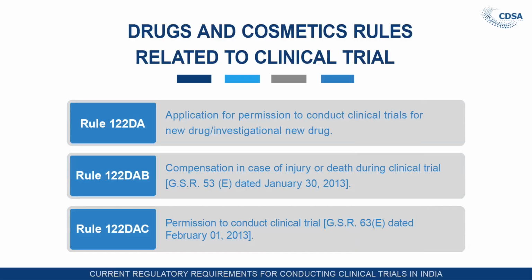Now, we will see what are the rules which are related to it. Rule 122 DA, application for permission to conduct clinical trial for new drug or IND. So, as per these rules, we have to apply for the clinical trial permission. Then Rule 122 DAB is related to the compensation in case of injury or death during clinical trial. This was added vide GSR 53 in 2013.